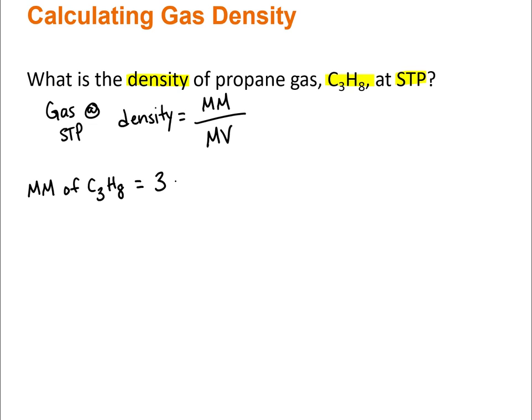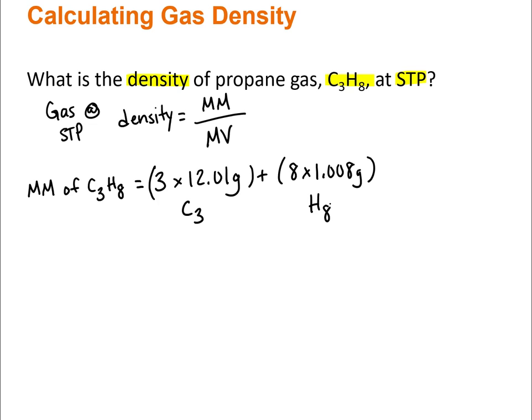We've got 3 carbons, and when you look up carbon, it's 12.01. So that's the C3 portion. Then we've got 8 hydrogens. Depending on where you look for your periodic table, you'll either see 1.01 or 1.008. Either one you use, you'll get about the same answer. Go ahead and give that a shot and let me know what you get.